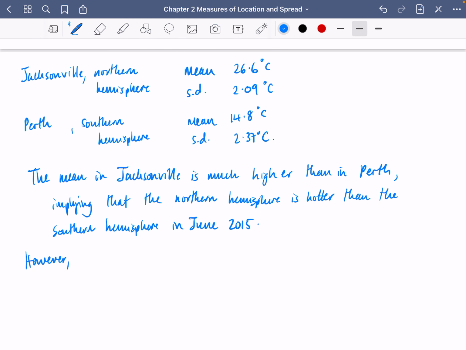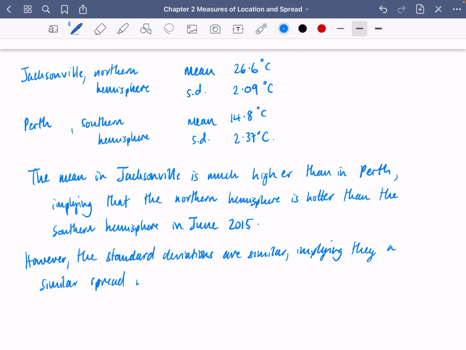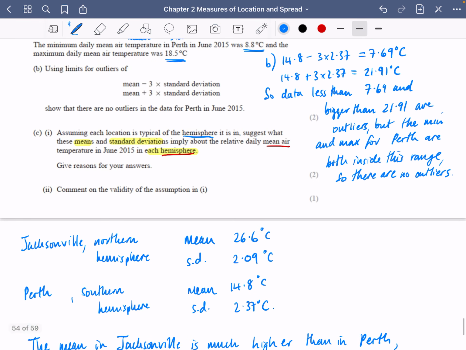However, the standard deviations are similar, implying they have a similar spread of temperatures in the hemispheres. Okay, it's quite a lot to have to do that for those 2 marks, but it's not bad.